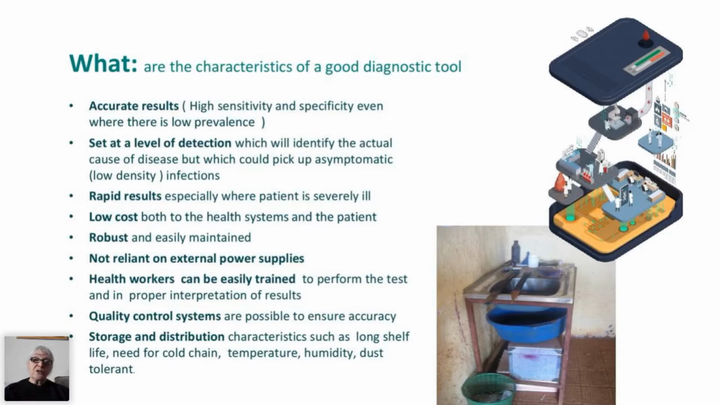We need to have in place good quality control systems to ensure that the results are accurate, and we need them to be able to be stored and distributed. We need to have a long shelf life, for example, not necessarily needing a cold chain, and to not be affected by temperature, humidity, and dust.